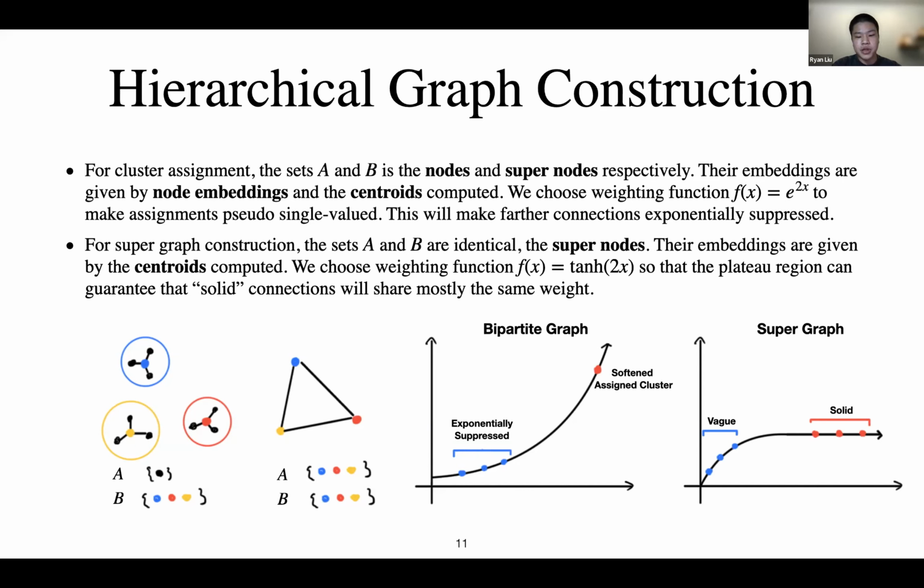For bipartite assignment between the original graph and the supergraph, we hope that the assignment is pseudo-single valued. So we use an exponential function so that the edges, except the hard assigned one, are exponentially suppressed. As for the supergraph, we use hyperbolic tangent so that the solid links share almost the same weight. In that case, a supernode can have multiple stable connections.